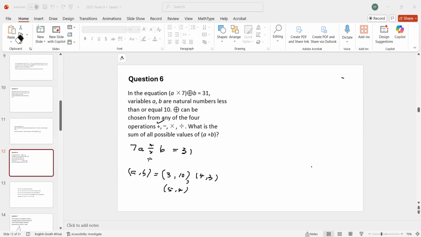So I finished two of these possibilities. I finished the minus. I go to the times now. So you have 7A times B, which is 31. 7AB is equal to 31. Now this is impossible. You see, A and B are natural numbers, so A times B is a natural number. So 7 times a natural number can't be 31; 31 is not a multiple of 7. So there's no solution here.